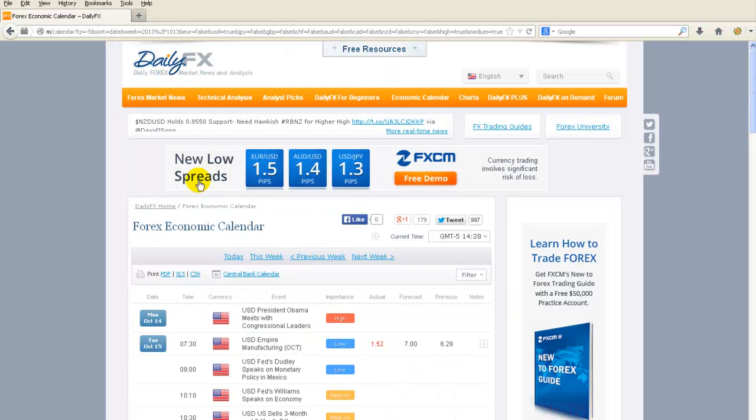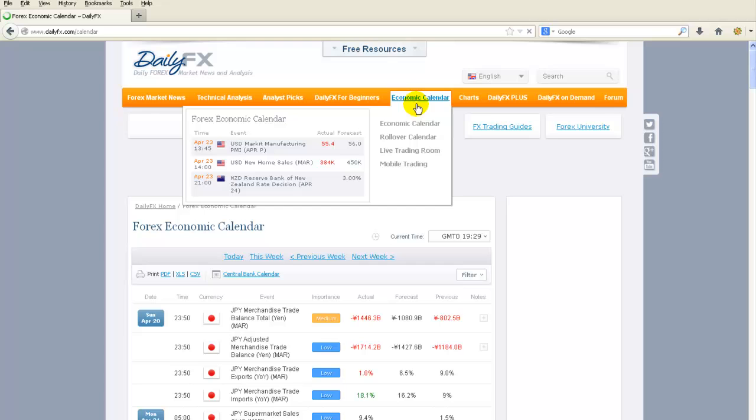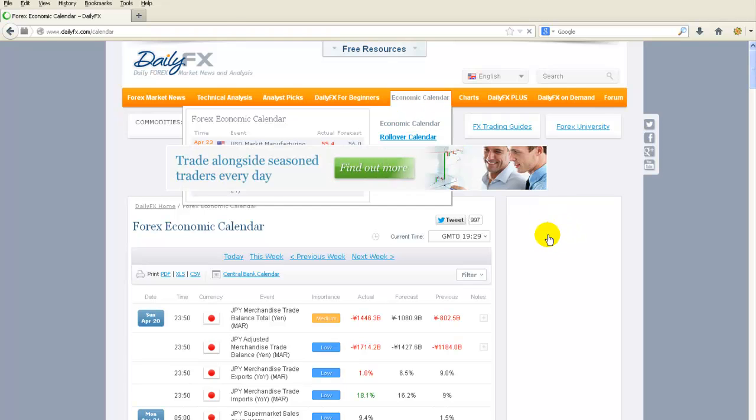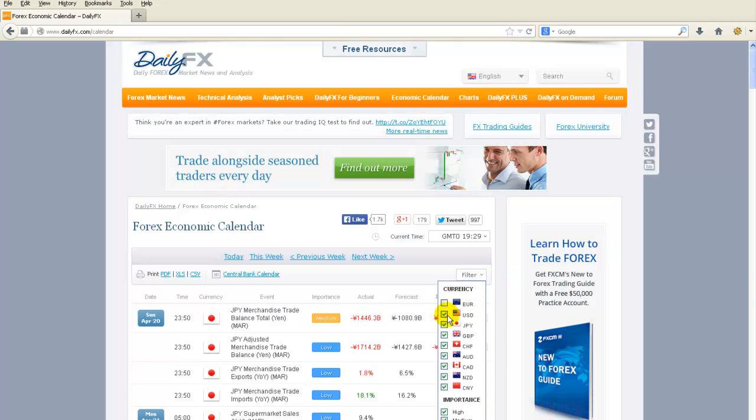dailyfx.com, and what I do is I go to the economic calendar, which is this tab right here, and I think that's what pulls this page up. Yeah, and you can see that. I didn't want advertisements to come up there, but they did. And what I do is I filter it for, all you want is U.S. news. You're not interested in all this other stuff.